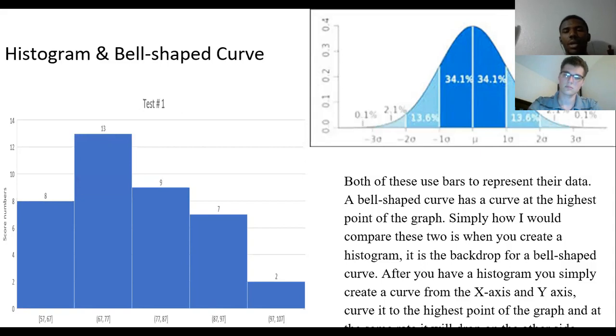Now, if you want to go ahead and read this, you can. I'll go ahead and do that for you. Both of these use bars to represent their data. A bell-shaped curve has a curve at its highest point on the graph. Simply how I'd compare these two is when you create a histogram, it is the backdrop for a bell-shaped curve. After you have a histogram, you simply create a curve from the x-axis and the y-axis. Curve it to the highest point of the graph. At the same rate, it will drop on the other side.